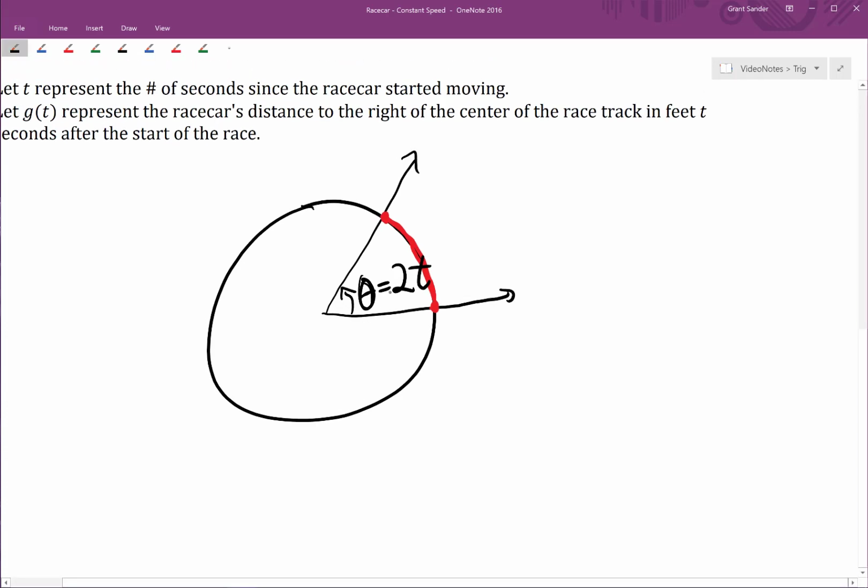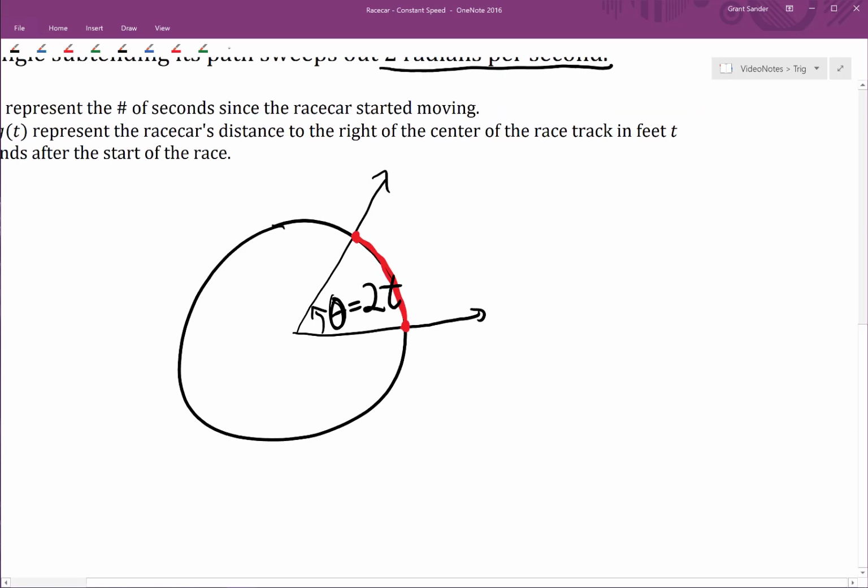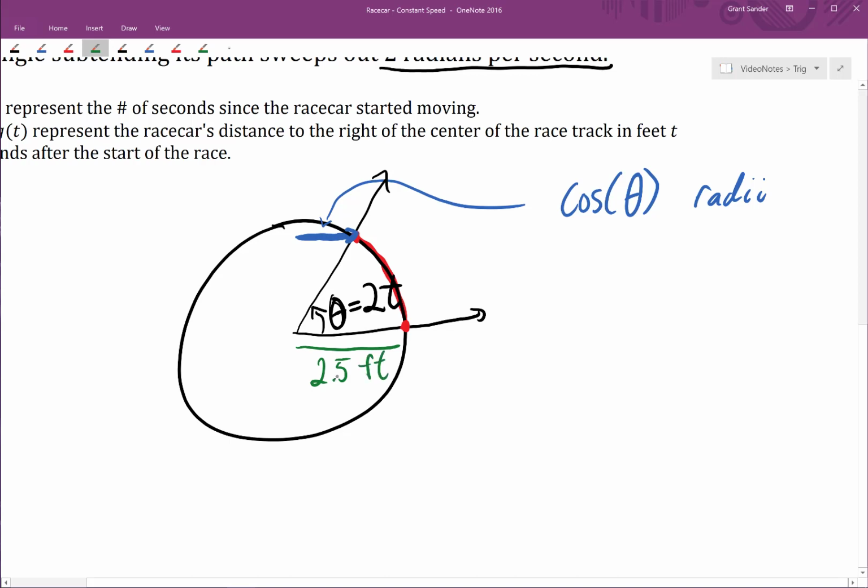Therefore, anywhere we think about theta, we can actually think of that as 2 times t. They both represent the radian measure of that angle. So if we wanted to look at this car's distance to the right of the center of that racetrack, right there, then we know that distance is cosine of theta radii, or radius lengths. And since the car is constantly 2.5 feet from the center of the racetrack, the car's distance to the right of the center of that racetrack is 2.5 times cosine of theta feet.